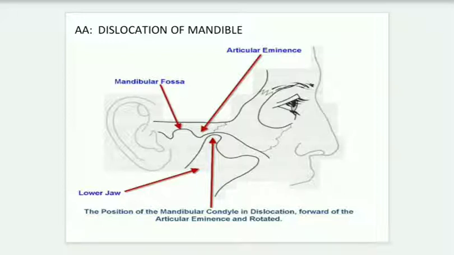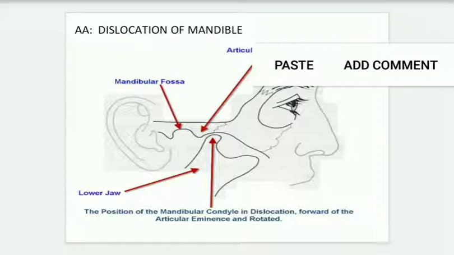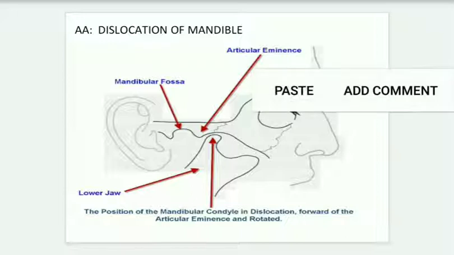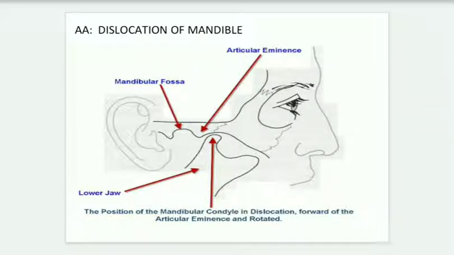As a result, there will be inability to close the mouth. What you need to do at that time, with the help of your thumbs, is to reduce the dislocation if the head of the mandible slips. You need to place the thumbs on the last molar teeth, and at the same time elevate the chin. Then it will set right into position.